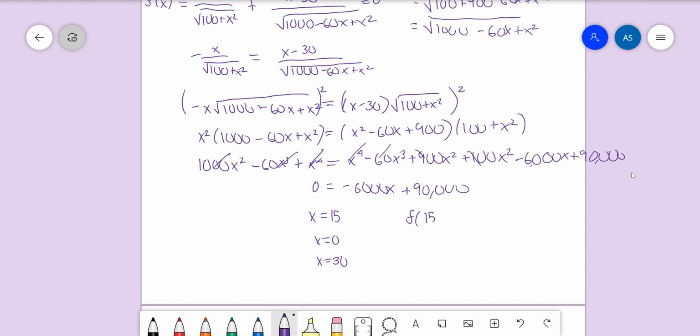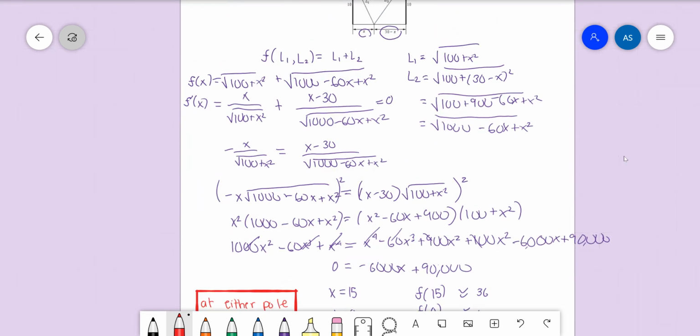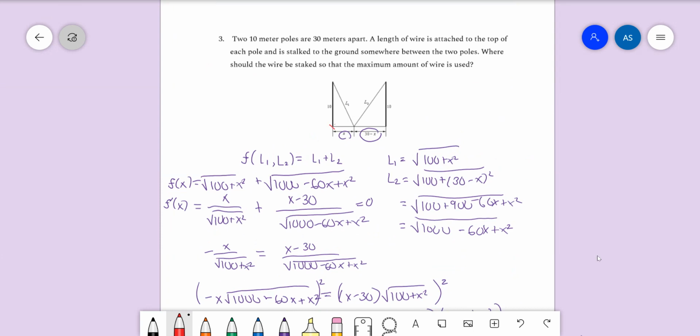Do f of 15, f of 0, f of 30, and you'll get that this one is approximately 36, I believe, and then the other two are approximately 42. So you'll find that, okay, indeed, f of 15 was the minimum, and to get the maximums, it's just these when it's at either pole. So for your final answer, you can put at either pole. There we go. Perfect. Alrighty. Then, go back to here. I'll just show you. That is all the way here and also here.